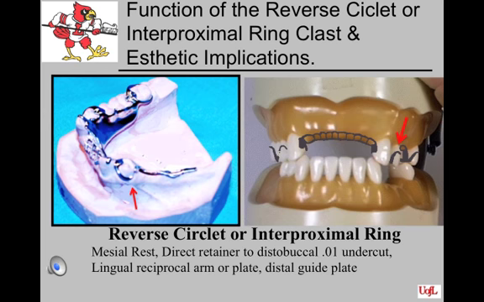This shows the example of the reverse circlet clasp. A cast circumferential direct retainer engages the distal facial .01 undercut. When the distal extension is loaded, the rotation of the mesial rest directs forces through the long axis of the tooth. The direct retainer arm disengages the tooth if the proximal portion of the retainer arm is placed at the survey line. It is not used on the maxillary premolars because it is not very aesthetic, and you can see an example of how this would look on the upper right picture with the dentiform.